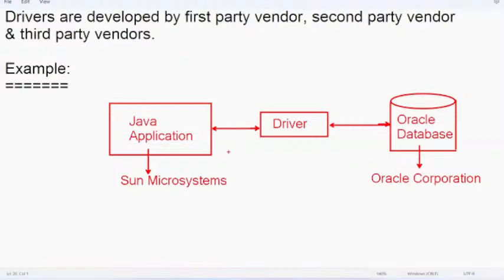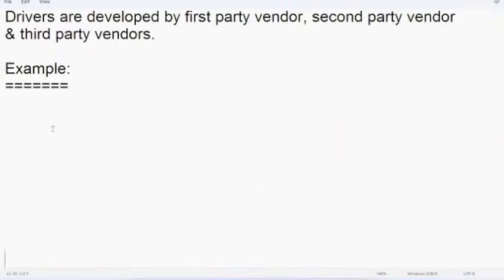Is it over? See, if this driver software is developed by Java people, Sun Microsystem company, then we can say first party vendor. If this driver is developed by Oracle Corporation people, then we can say second party vendor. Other than these two companies, third party vendor. Okay. Is it over? Write the notes.